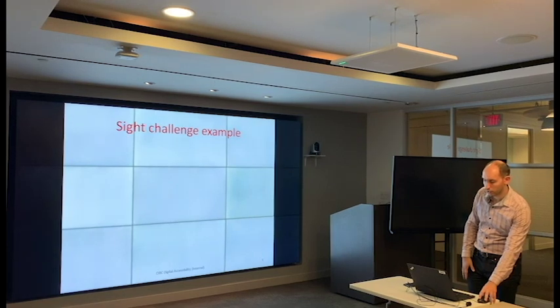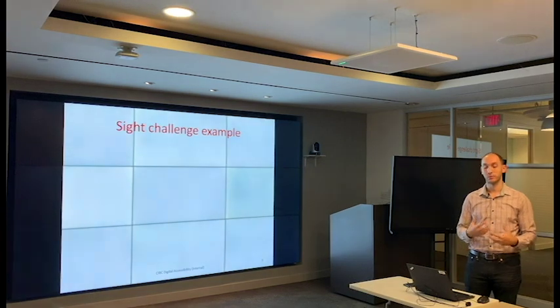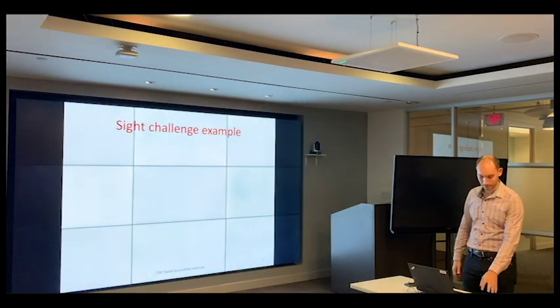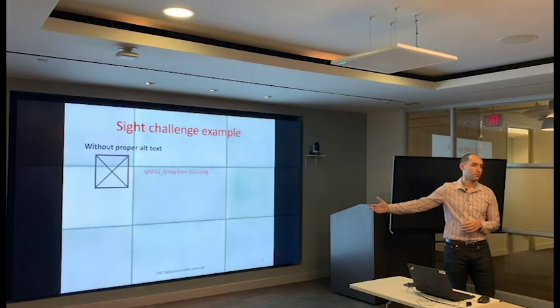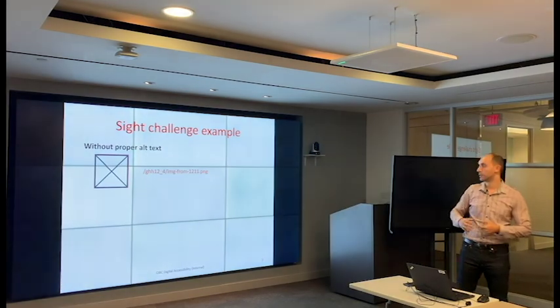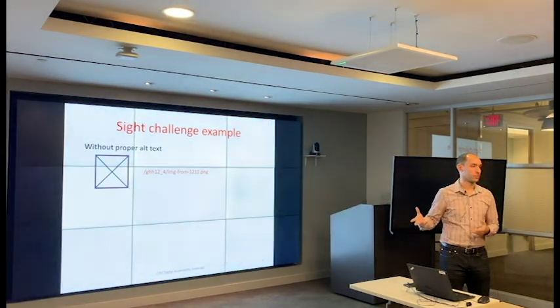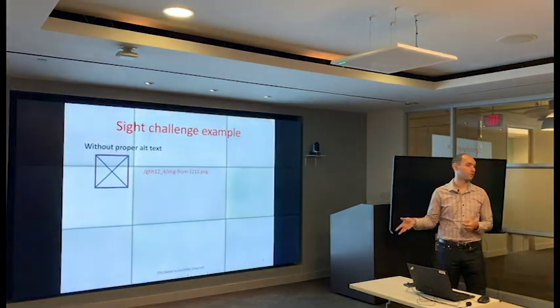So I'd like to showcase how someone with a visual disability, or someone who is blind, might experience difficulties. Slide reads sight challenge example without proper alt text. A box with an X through it, with the text GHH124IMG-from-1211.png beside it. In this example, we have what's supposed to be an image, but really it's a box with an X through it, which doesn't tell you much. It doesn't tell you what the image is. And this image doesn't have proper alt text.